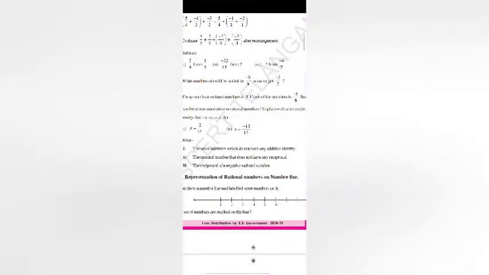Here is exercise number 1.1, first bit, second bit and third bit. We have already solved them. Now I'll show you questions 4 to 13. Here we especially need to observe the 11th question: is subtraction associative in rational numbers? Explain with an example.